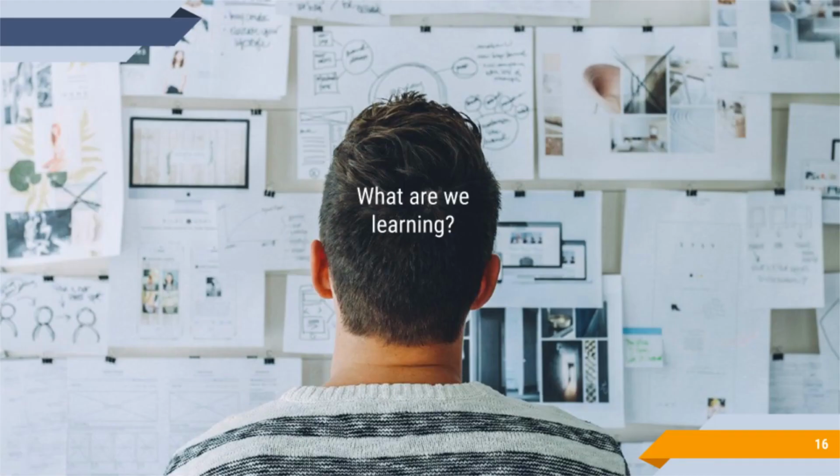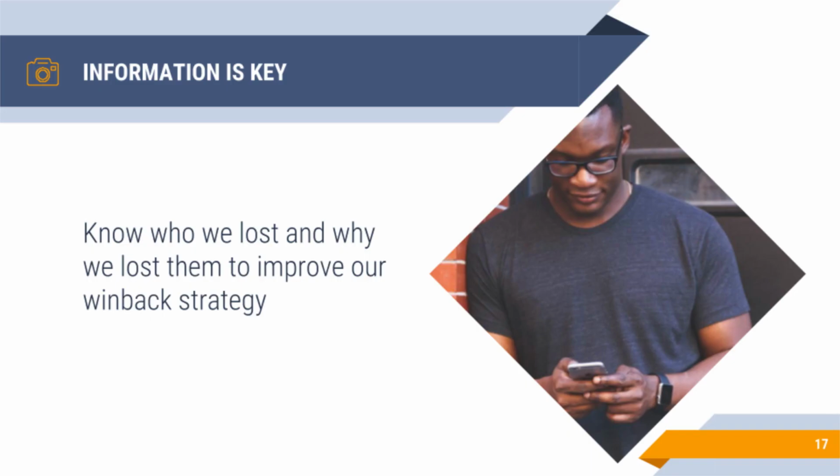So what are we learning from this research? Is anything standing out from the different sources I've shared? Is there something that can help us build a stronger win-back strategy? The connection I'm seeing is information. So if we know who it is we lost and why we lost them, we can improve our win-back strategy.